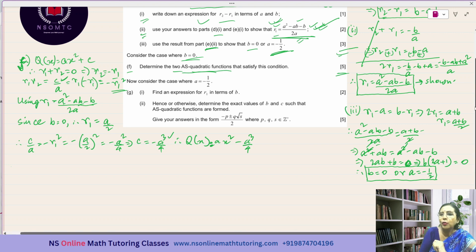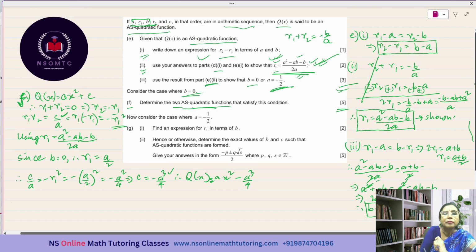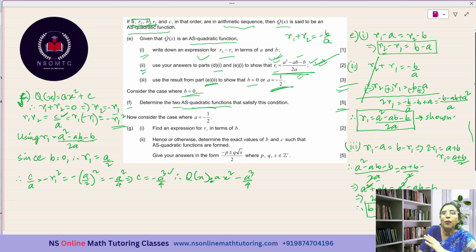Let's see. If I go up, you see A, R1, B, R2, and C, these are the elements of an arithmetic sequence. So, A is the first term, R1 is the second, B is the third, R2 is the fourth, and C is the fifth term. So, C can be written as A plus 4D, where D is the common difference. If I can get the value of D in terms of A, then I will have another expression for C in terms of A. Then I can equate these two to get the value of A, because I have to get the value of A somehow.